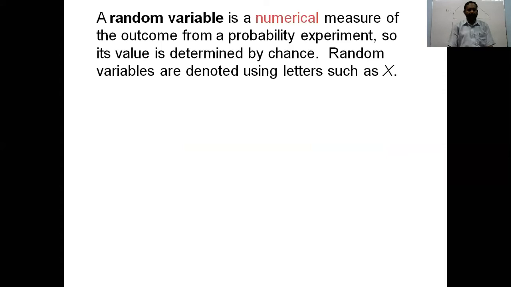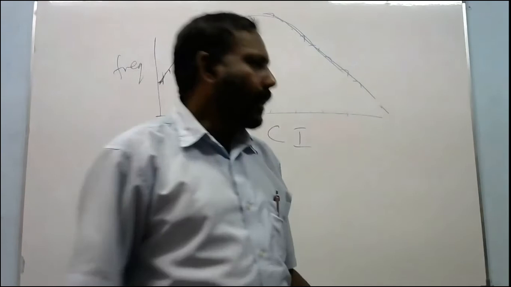A random variable is a numerical measure of the outcome from a probability experiment. So its value is determined by chance. Random variables are denoted using letters such as X. You don't need to indicate the random variable as X. Maybe random variable Y, Z, and so on. Usually we denote it as X. It is a numerical measure of the outcome from a probability experiment. For example, we will talk about that later in detail.